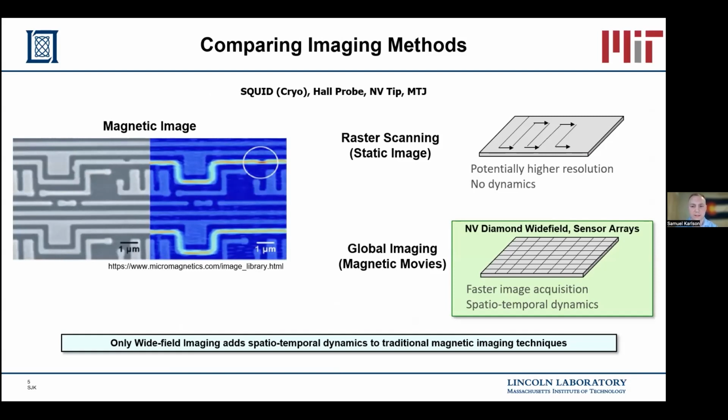Other quantum imaging techniques do exist that can provide a magnetic image. However, devices like the SQUID, the superconducting quantum interference device, operate at cryogenic temperatures. And so to make magnetic images at room temperatures, they must be separated from the imaged object, which limits their spatial resolution. Other methods like the Hall probe, NV-tip, or raster scanning also can provide an image that has high resolution, but they do not demonstrate time dynamics the way that a wide field imager can. And so, as I emphasize at the bottom, only wide field imaging adds spatiotemporal dynamics to traditional magnetic imaging techniques.